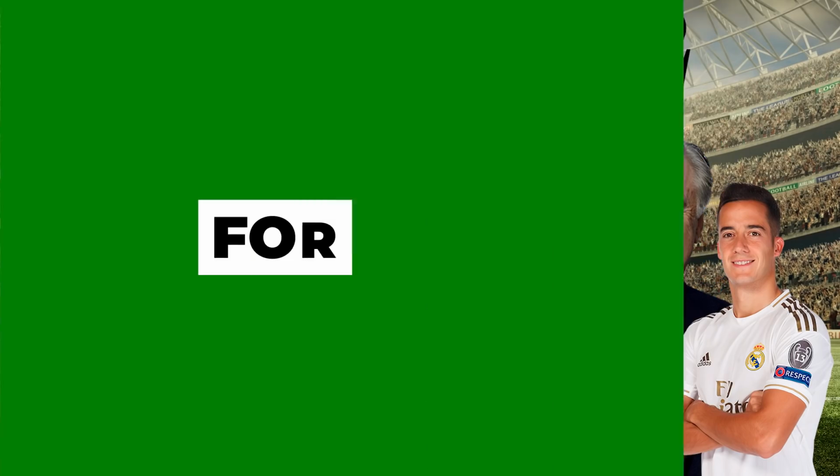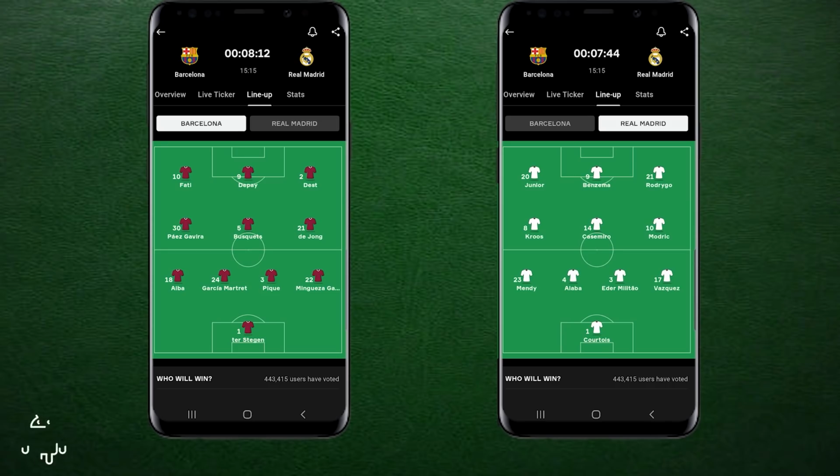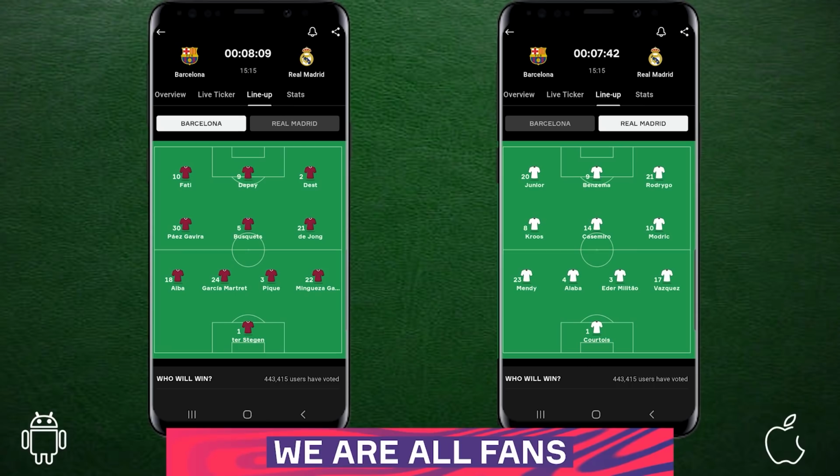Let's take a look. A quick reminder of the formations used by both sides, as seen on the OneFootball app.